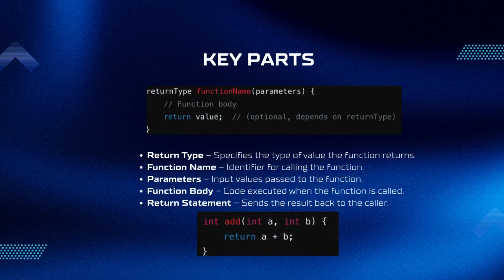Here's the syntax for a function. We start with a return type, which specifies the type of value the function returns, then the function name, which is an identifier we use to call or reference the function, and then include the parameters we want to pass within parentheses, then include our code within the body of the function, and finally, we have our return statement, which sends the result back when the function is called. Here's an example to help you understand it better.